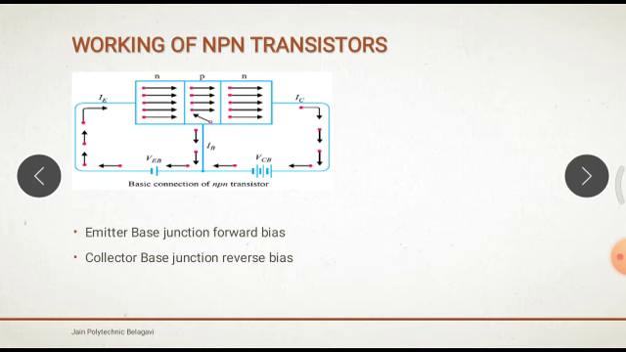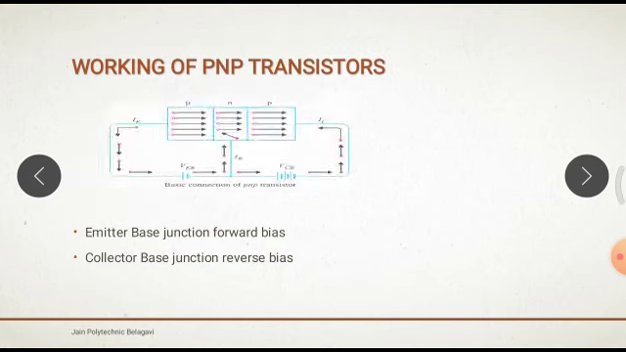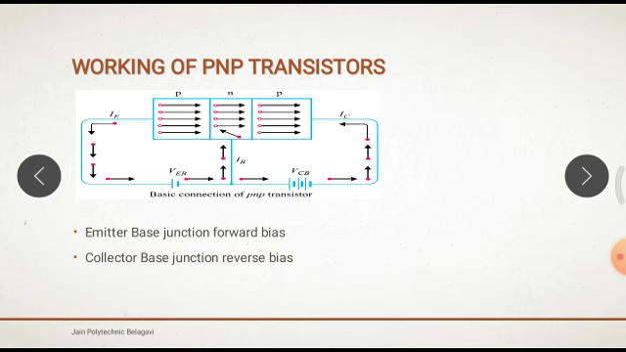Next we will see the PNP transistor. In PNP, N type is sandwiched between two P type materials. In P type, trivalent impurity is there, so the majority charge carriers are holes, and in N type, electrons are the majority charge carriers.